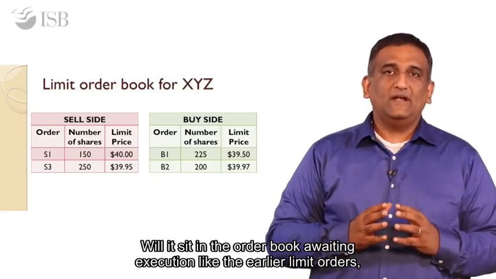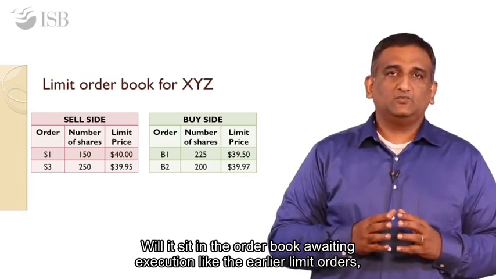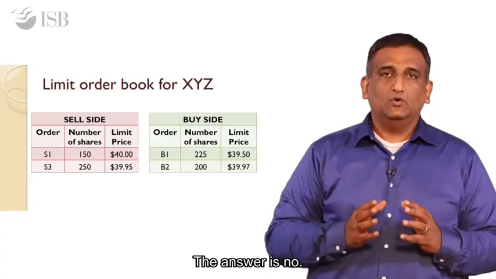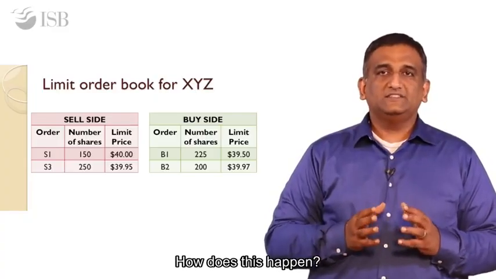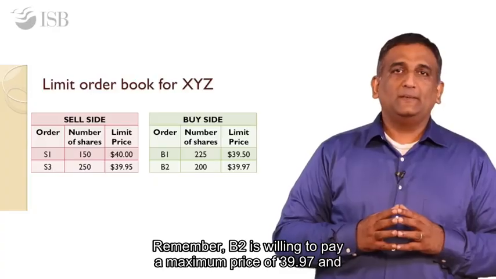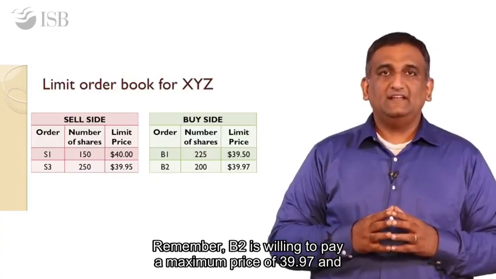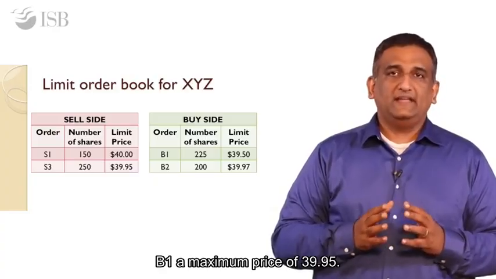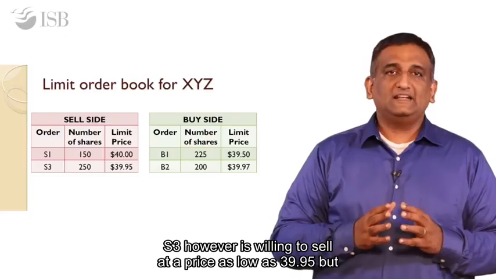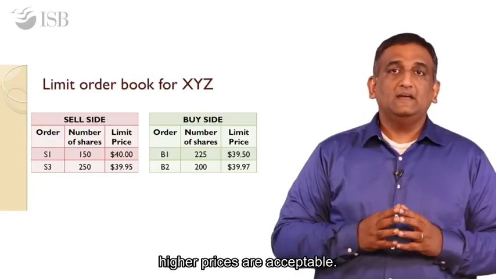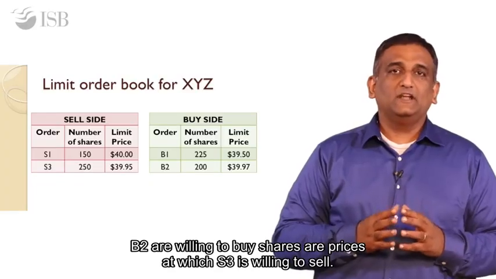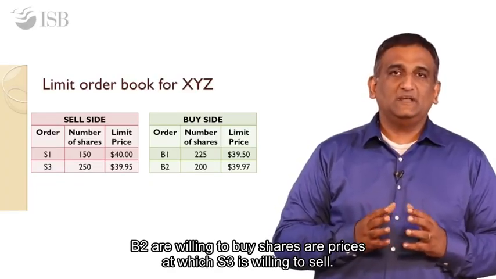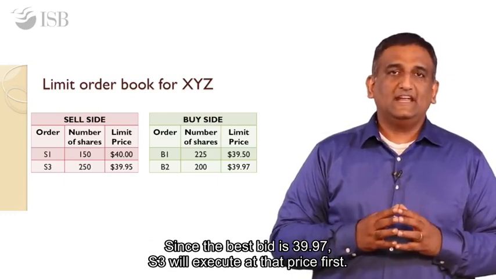Will it sit in the order book awaiting execution like the earlier limit orders S1, B1 and B2? The answer is no. It will behave like a market order and execute immediately. How does this happen? Remember, B2 is willing to pay a maximum price of $39.97 and B1 a maximum price of $39.95. S3, however, is willing to sell at a price as low as $39.95, but higher prices are acceptable. This means that the prices at which B1 and B2 are willing to buy shares are prices at which S3 is willing to sell. Since the best bid is $39.97, S3 will execute at that price first.